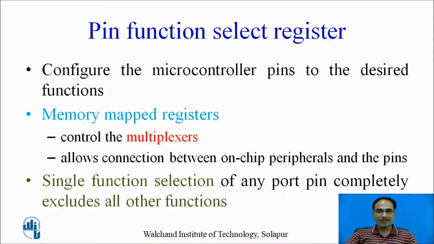Pin function select register is used to configure the function of any port pin of this microcontroller. All registers are memory mapped registers, so you can access these registers using memory address. The header file takes care of this. These registers actually control the multiplexer like structures, allowing the connection between on chip peripheral and the pin. When you select any particular function for any port pin, it will completely exclude all other functions. So that pin will be used for only that function. You cannot use one pin at the same time for multiple functions.